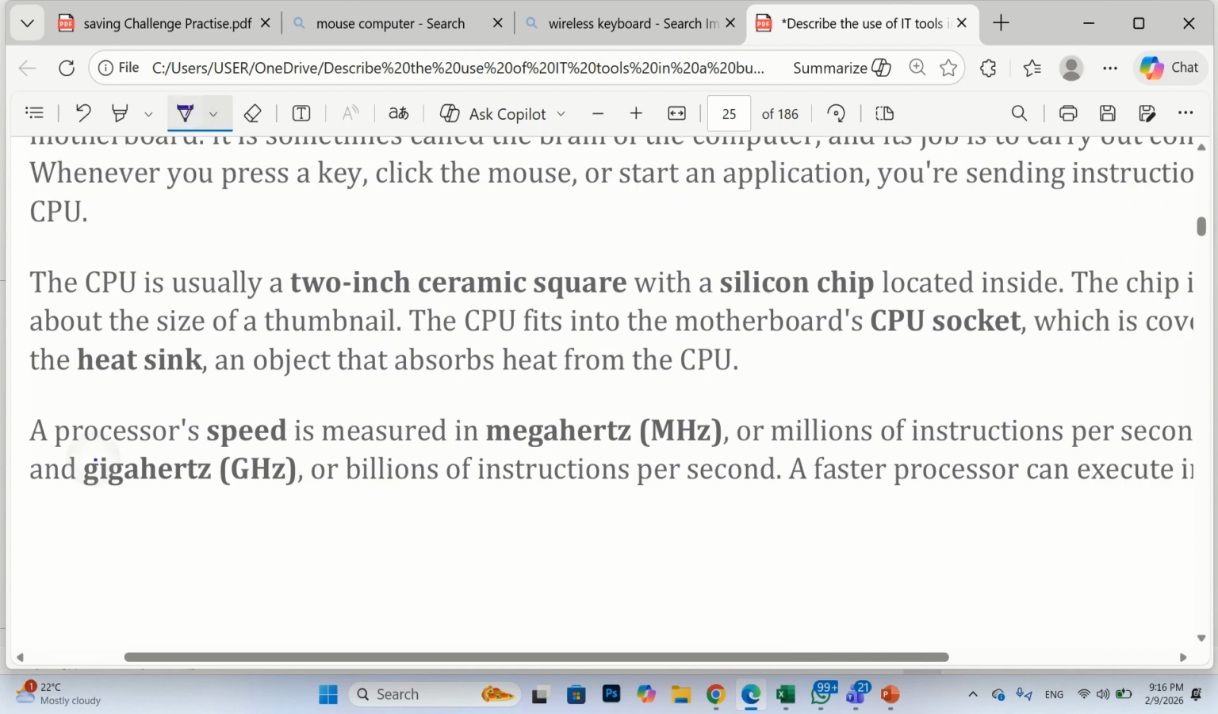So before you buy, also look at the speed in gigahertz. Billions of instructions per second. Also the generation, so which generation and which era the processor belongs to. That was the first part.